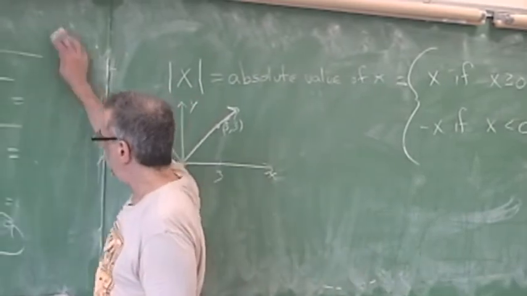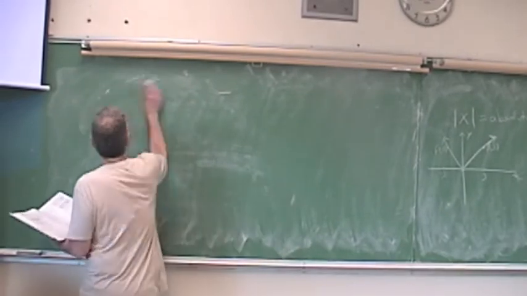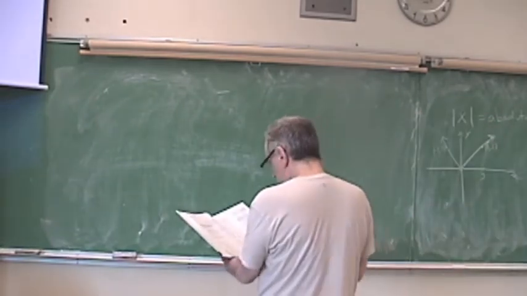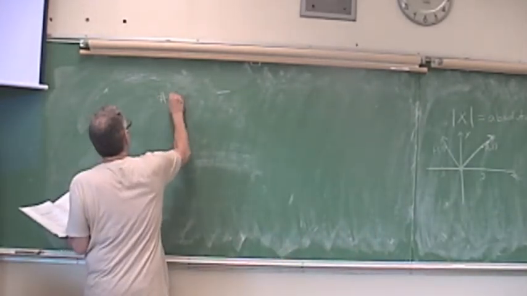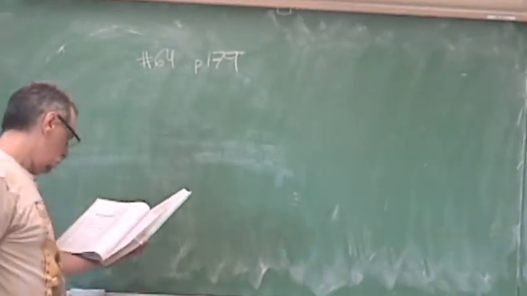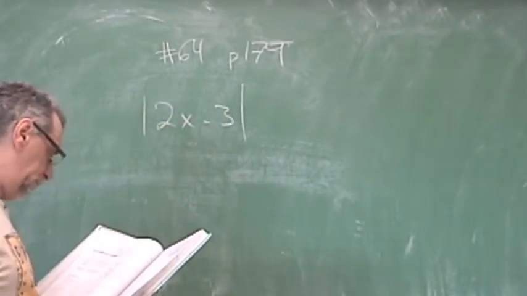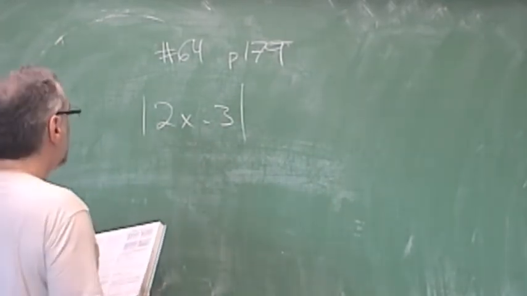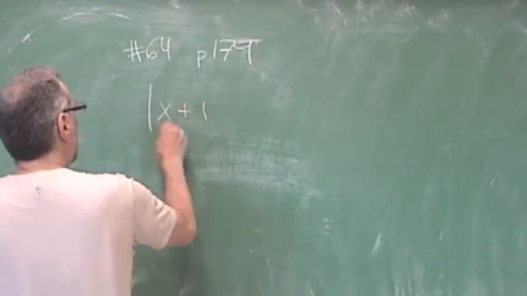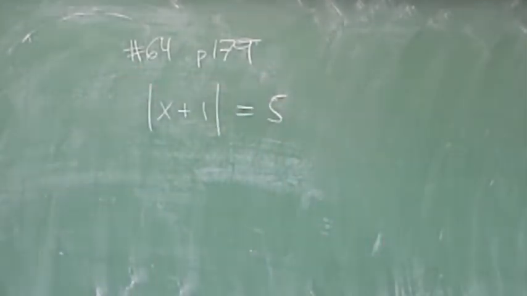fact. So let's look at an equation involving absolute values. So number 64 on page 179. So number 64, we have the absolute value of 2x minus 3 equaling, sorry, 64? No, x plus 1, sorry. X plus 1 equals 5. All right, so this is an absolute value equation.